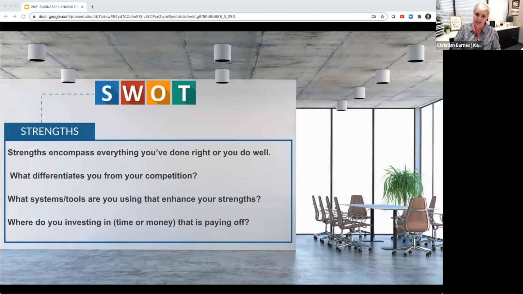Where are you investing that's paying off, that is working well? I go back to that last section of business reflection. What went well this last year? What paid off for you? Okay, strengths.